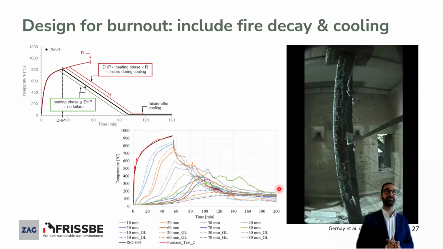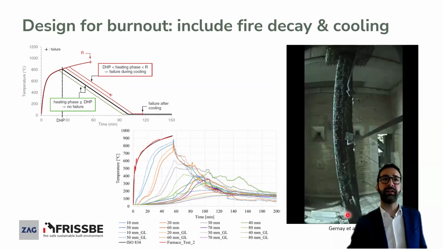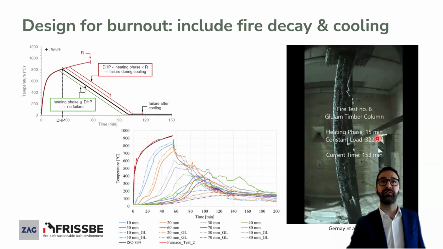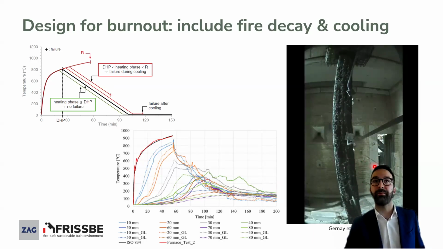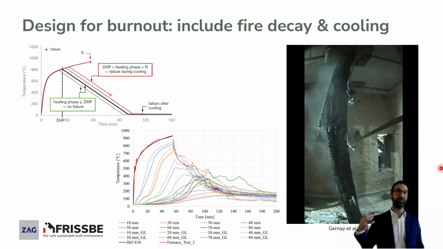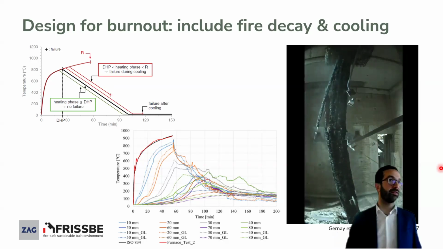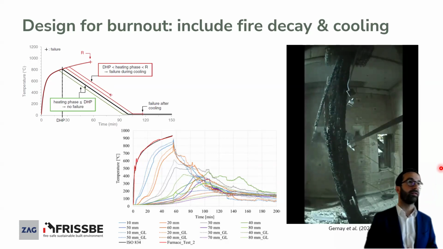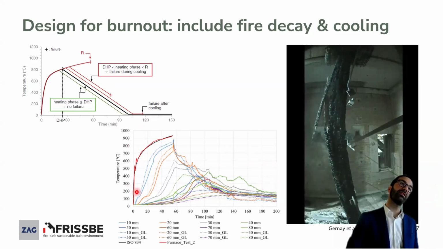This is, for example, the case of tests that have been done in a consortium between different countries. These are timber columns that were tested in a furnace. What you see was tested for 15 minutes and then left to cool down in the furnace by itself. And this is what happened after 153 minutes. So actually the column failed almost 2 hours later than the actual end of the fire test. And what you see here, for example, these temperatures are not from this test, but in this specific case, you have the temperature of the furnace.